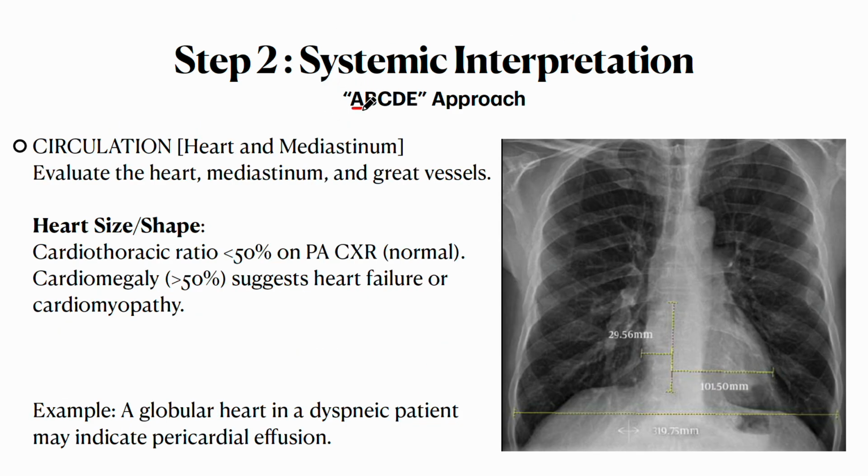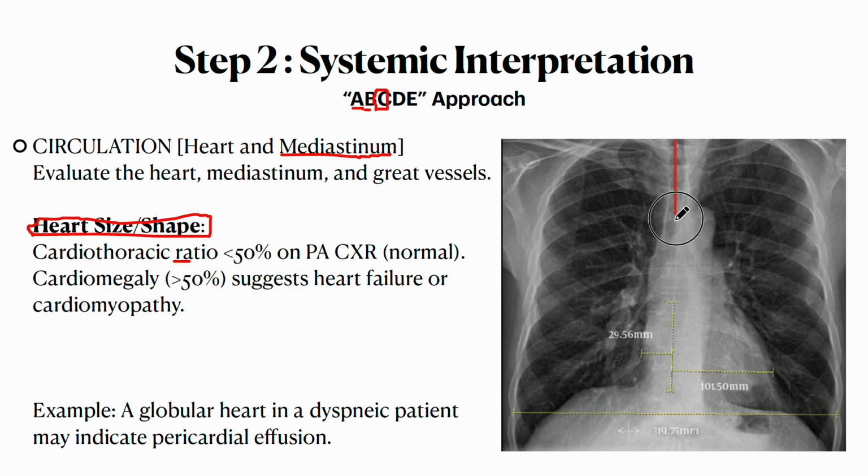We have finished our A airway, B breathing, and now we are going to C circulation, where we talk about heart, mediastinum, and great vessels. Okay, so heart size and shape. How do we measure heart size or shape? How do we say if there is cardiomegaly or not? So we have to measure the cardiothoracic ratio actually. What is cardiothoracic ratio? This is the maximum diameter of the heart divided by the maximum diameter of the thorax, right?